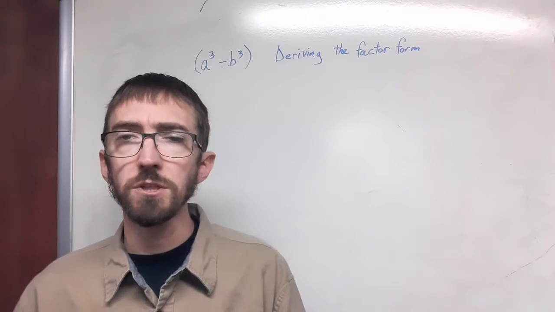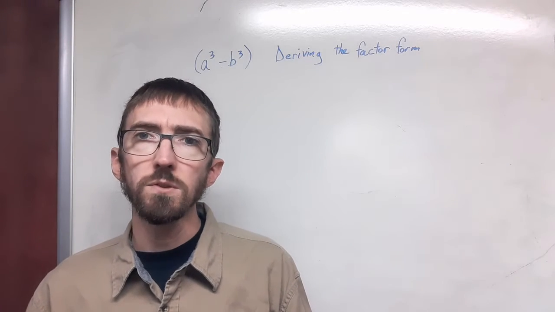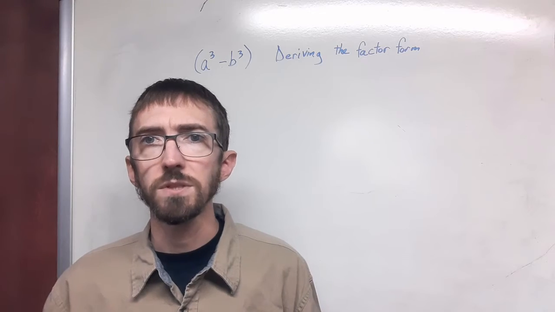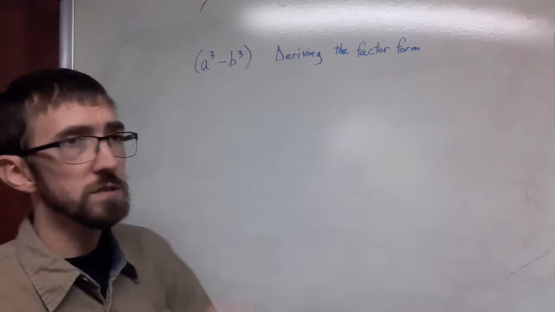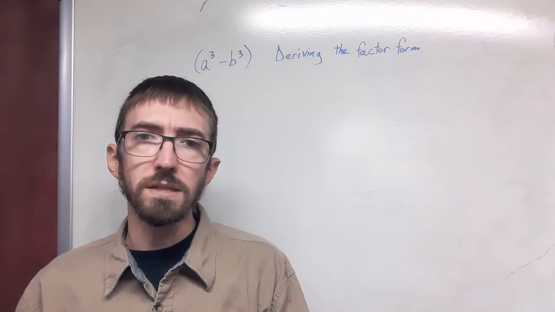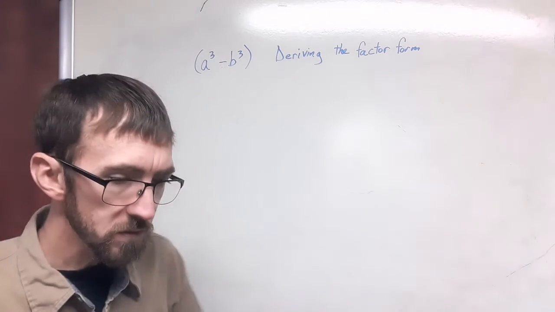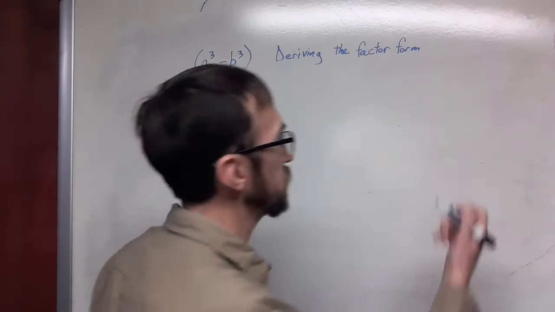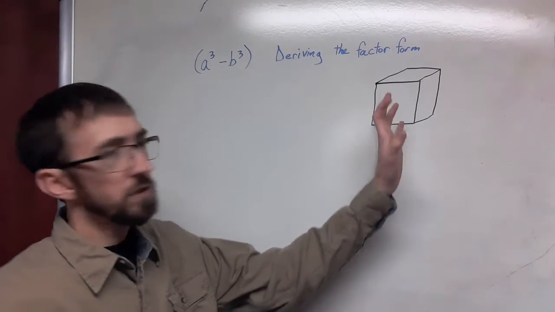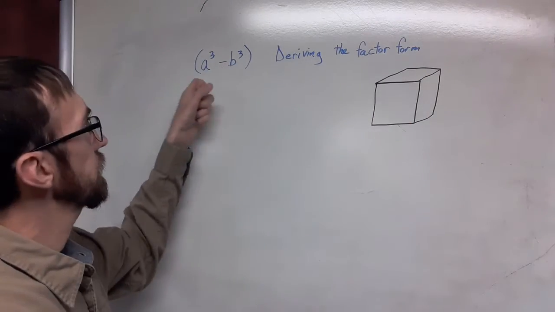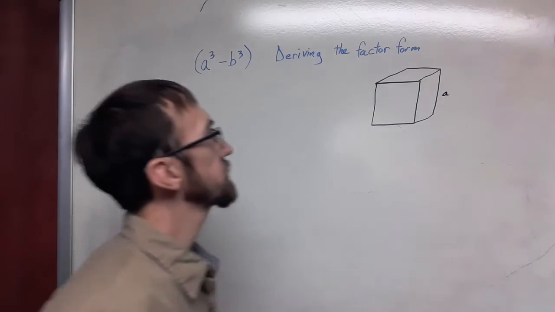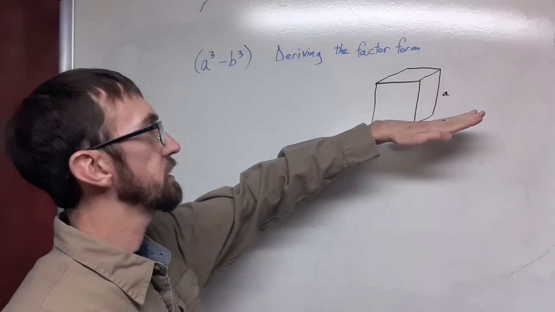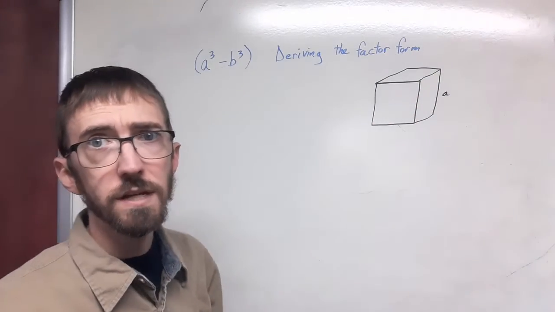There is a geometric motivation behind this, and I want to look at that geometric model today and derive the factorization of this so that we can see where that comes from. So we're going to start with a diagram of a cube. This cube is going to have side length A. And so the height is A, the depth is A, and the width is A.